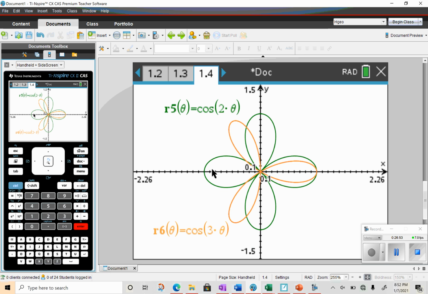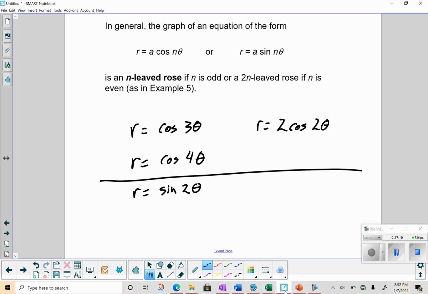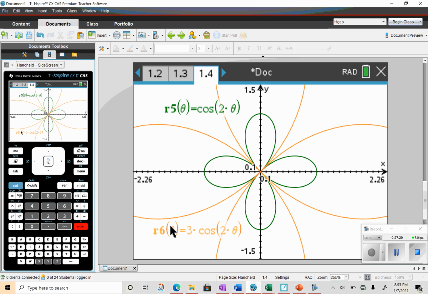Now, if I go back, that's the same. So 2 theta should give us 4 leaves. But if I change this, let's just go 3 times the cosine of 2 theta. So again, this is telling us there's a possibility of having a coefficient in front of either the sine or the cosine function. What does that do for us?